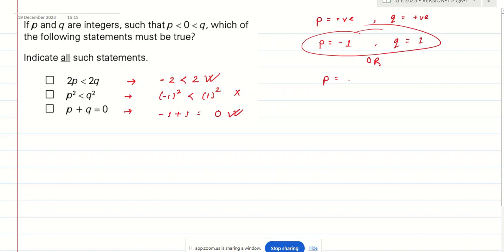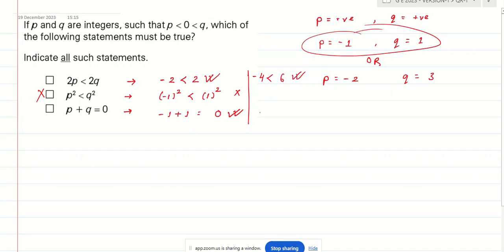P can say -2. P must be negative, no? -2. And Q, you can take other number 3. Correct? So let's plug in. Once again, plug in here. Don't plug in the second one. Second got already eliminated. First and the last you plug in. 2 into P, -4. Correct? 2 into Q, 6. Always right.